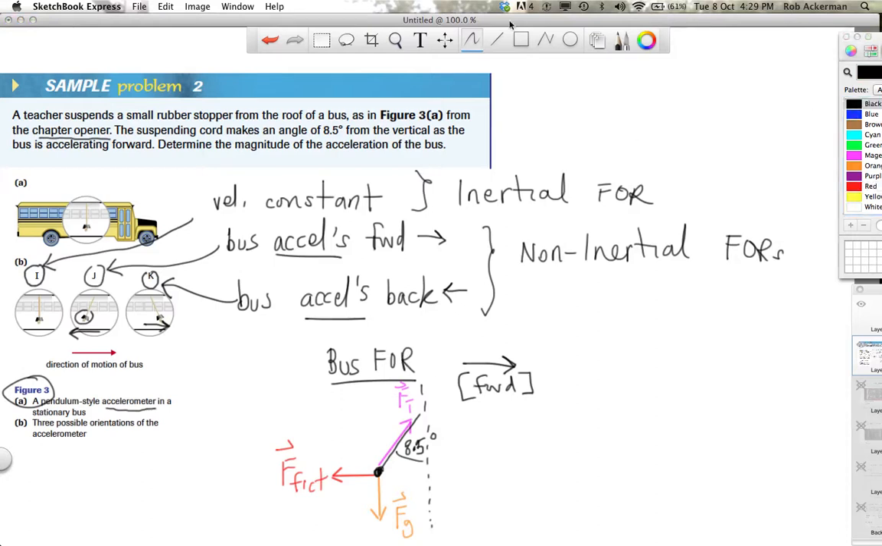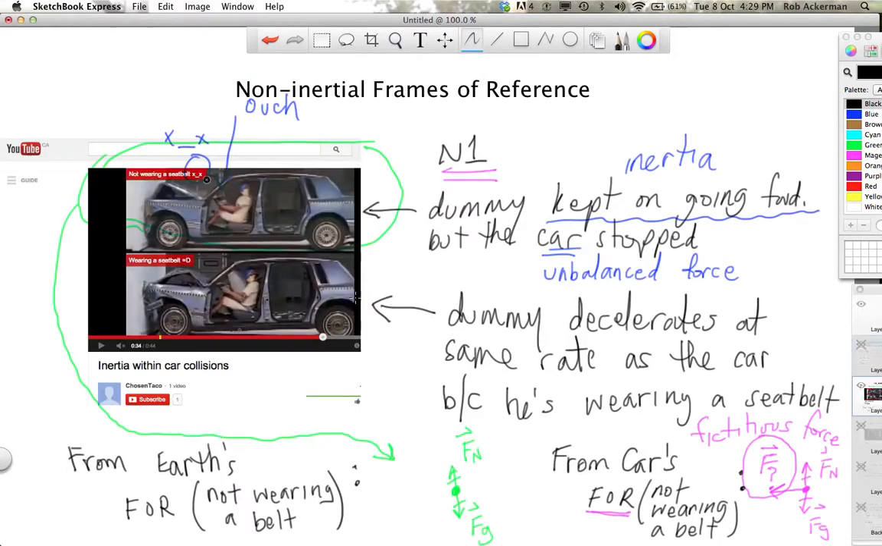Now let's try drawing the free body diagram from the Earth frame of reference, from someone who's just standing watching. And remember, think about what we discussed back here. When you watch some acceleration from Earth, you don't need fictitious forces. You understand that the motion is due to Newton's first law, because you are in an inertial frame of reference. So, if you look at what we did here, the free body diagrams were really the same. The only difference was we got rid of the fictitious force.